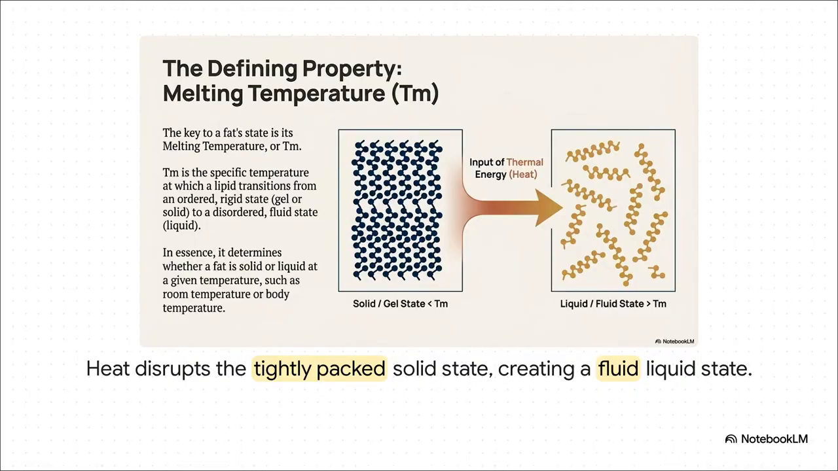This visual here does a great job of showing what's going on. When a fat is below its melting temperature, its molecules are packed together super tightly, kind of like soldiers standing in a perfect formation. That's your solid state. But once you add enough heat to cross that melting point, that energy just breaks those formations apart. The molecules get all disordered and start moving around freely, and voila, you've got a liquid. It's as simple as that.